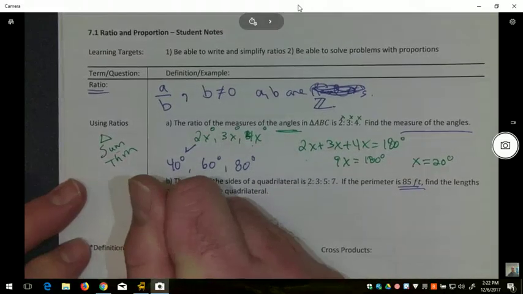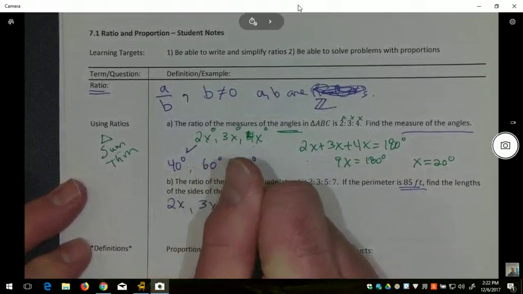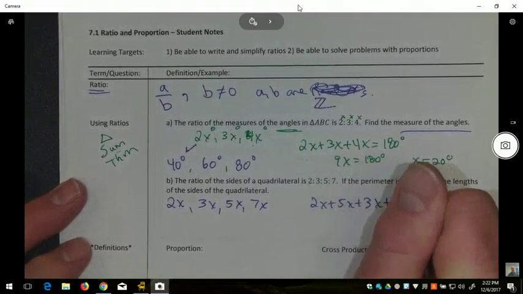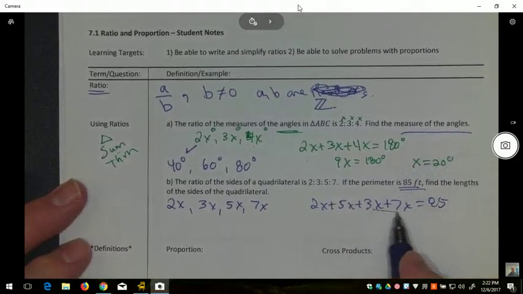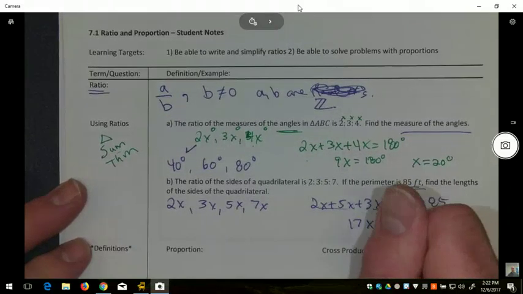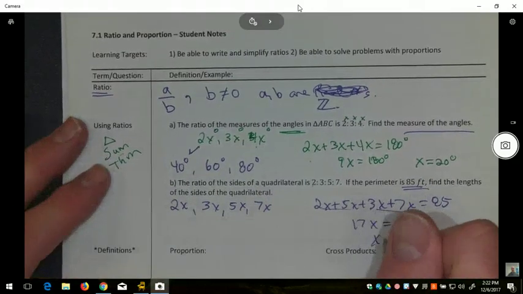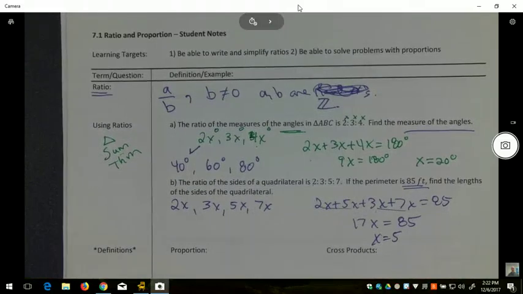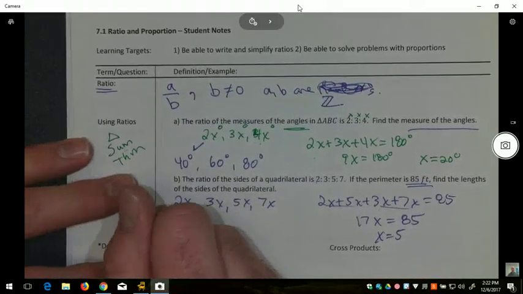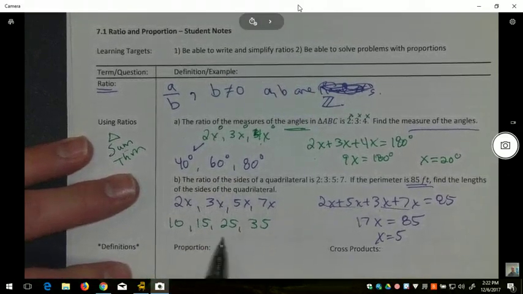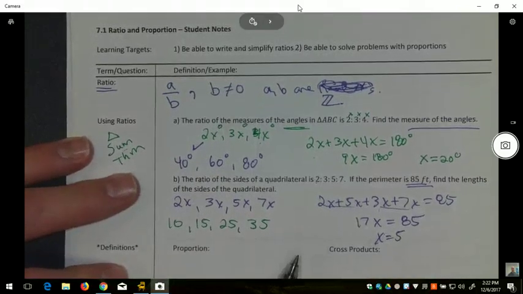So my actual sides are 2x, 3x, 5x, and 7x. Together, those add up, oh, I missed the 3x, to 85. So there's 10 and 7, so that's 17x equals 85. I'm going to take 85 and divide it by 17, and we get 5. So the answer for x is 5. Plugging that back in, the side lengths for this quadrilateral are 10, 15, 25, and 35 respectively. Those numbers should add up to 85, the perimeter.